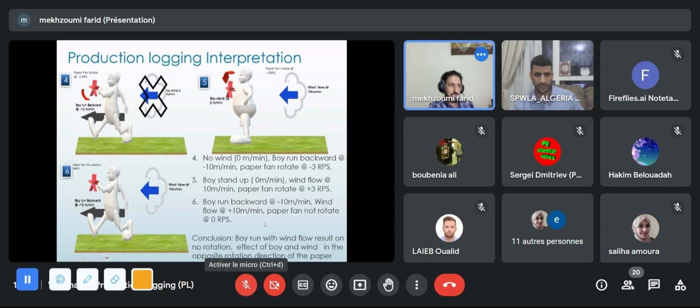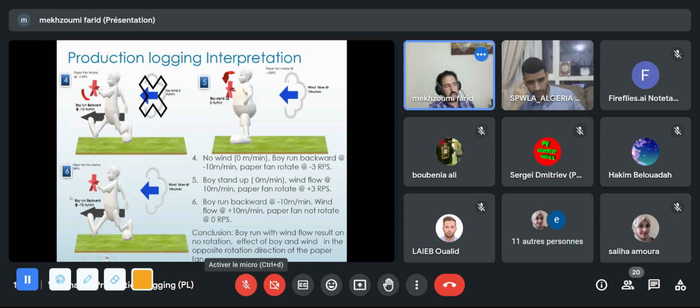So here, the buoy running with the wind flow results in no rotation, the effect of the buoy and wind being in the opposite rotation direction of the paper fan. That's why here it doesn't rotate, because the wind is acting to give +3, and the buoy, because it's moving forward, gives -3. So +3 -3 is 0.